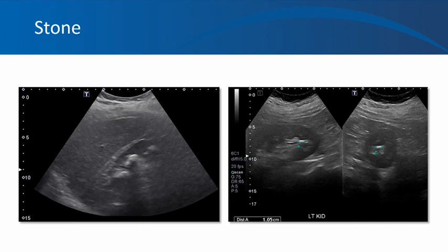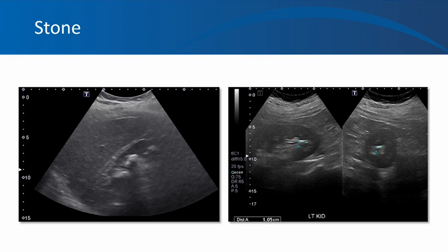So acoustic shadowing, as we discussed earlier, that's an artifact that helps us to identify stones. So the shadowing can be caused by any reflective surface, but when you're looking in the kidney, stone or some calcified structure is something that would reflect all the sound waves. So that's why it gives shadowing. So in this picture, these are reflective structures here followed by shadowing. Here you can measure the stone length using your measurement calipers, and you see shadowing posterior to the stones.